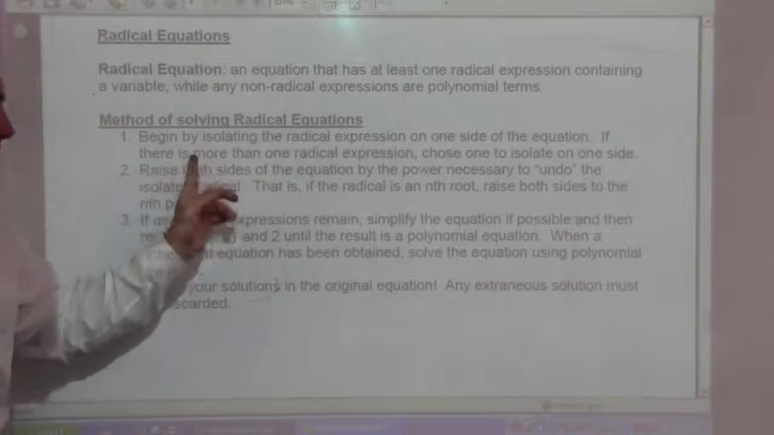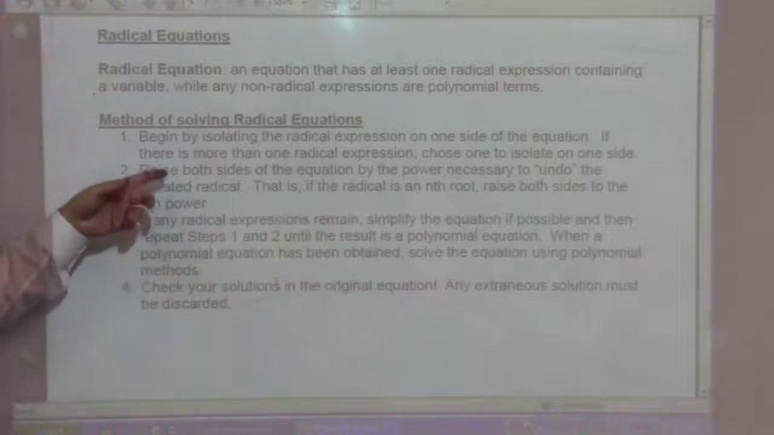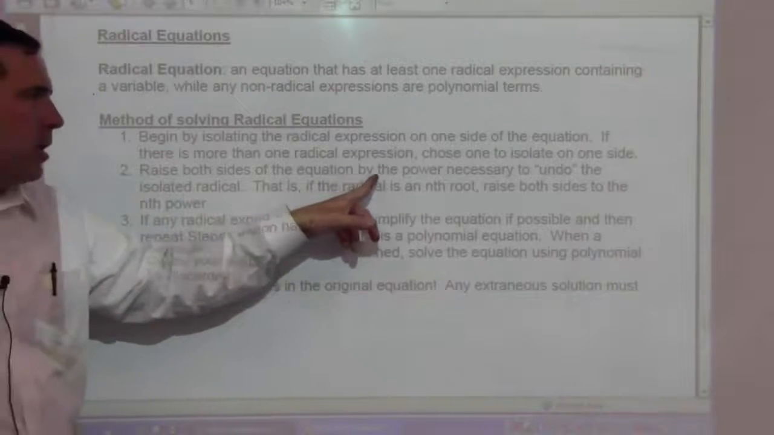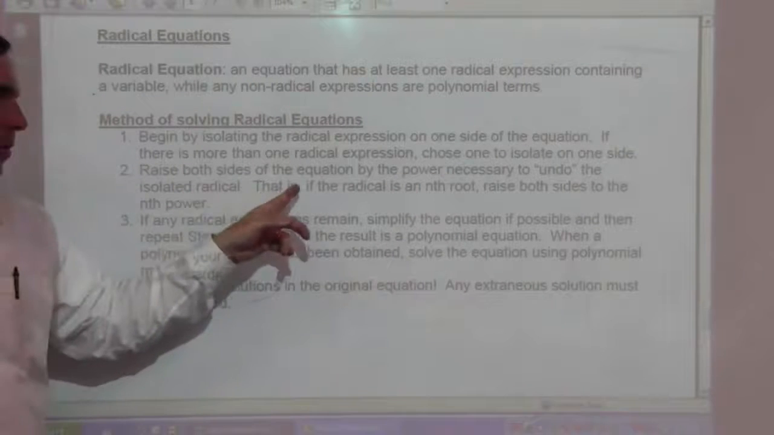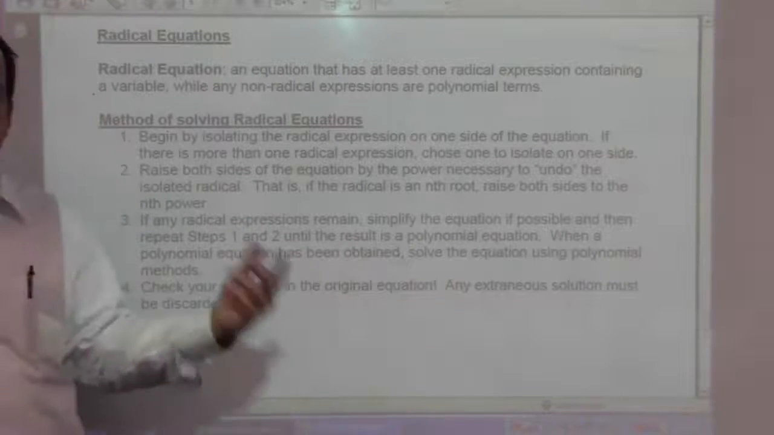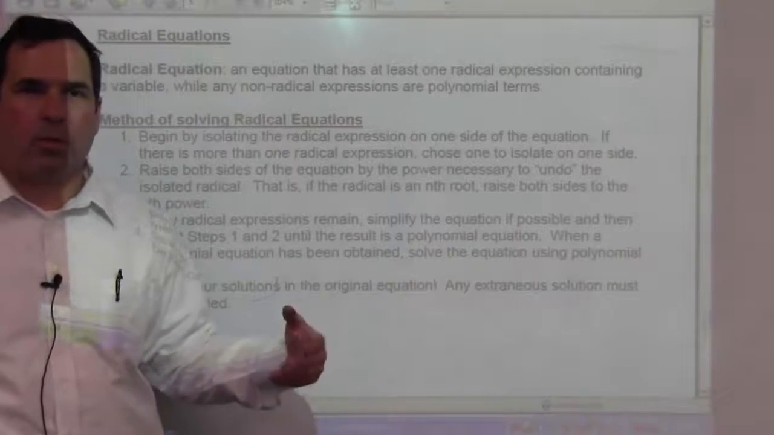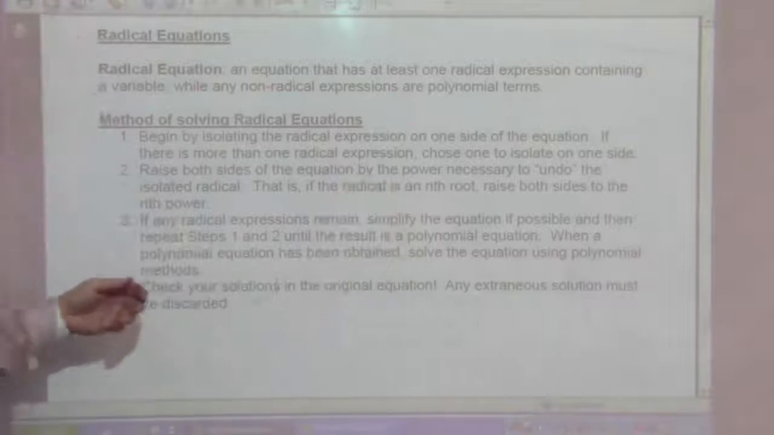Sometimes you'll have more than one, so if there's more than one radical expression, choose one to isolate and then proceed. Raise both sides of the equation by the power necessary to undo the isolated radical. For example, if the radical is an nth root, raise both sides to the nth power. If it's a square root, you square both sides. If it's a cube root, you cube both sides. Fourth root, you raise both sides to the fourth power.